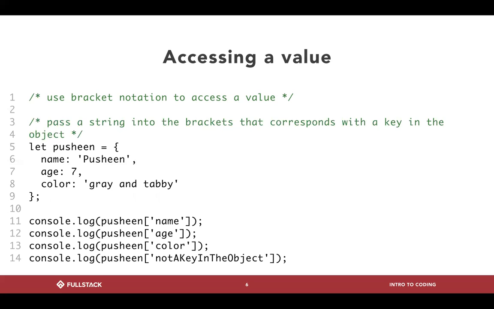If you try to look up a key that doesn't exist inside of the object, like in this case, Pusheen, and we pass in not a key in the object, what you'll get is undefined. It's basically saying, hey, there's no definition for this key. There's no entry for this key in the object. So we have name, age, color, not a key in the object, undefined.